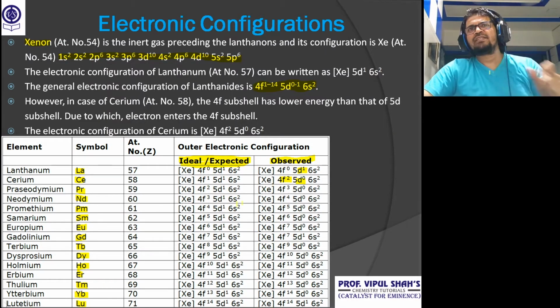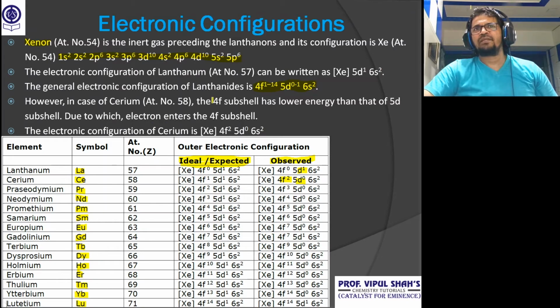Why? Because of the small energy difference. That's what I've written here. See the slide please. The 4f subshell has lower energy than 5d, due to which the electron enters 4f. Then praseodymium regularly has 5d0, so it's 4f3, 4f4, 4f5, 4f6, 4f7.